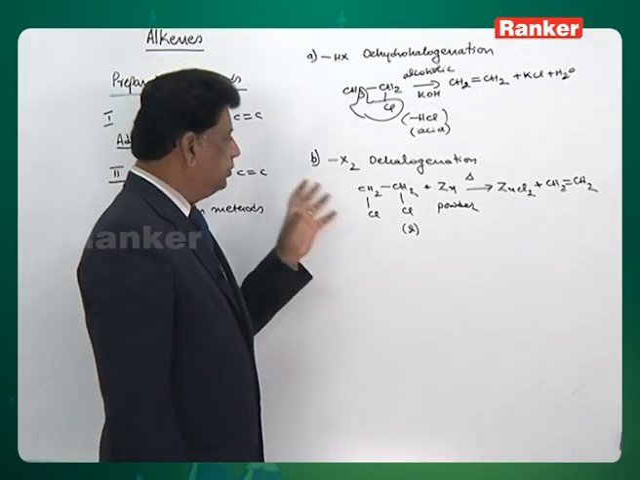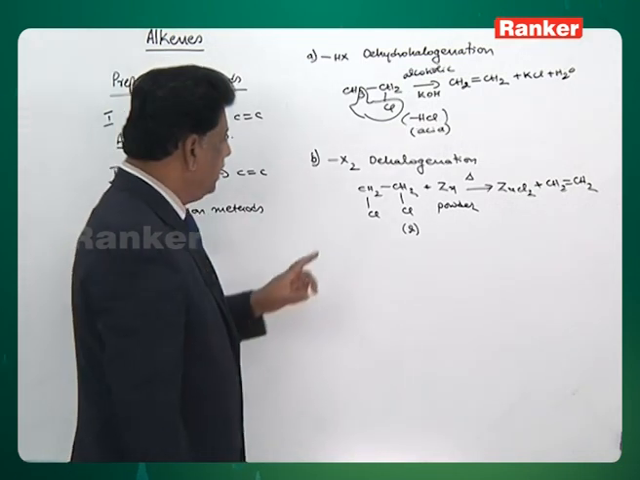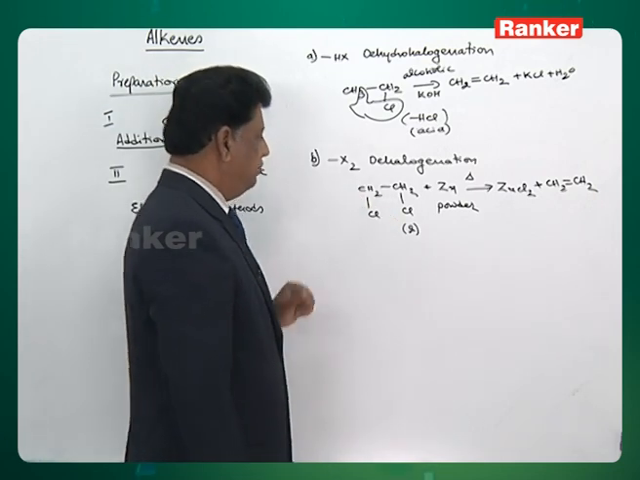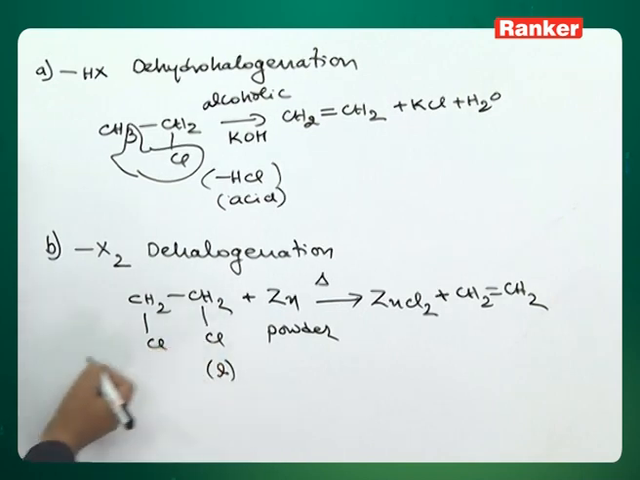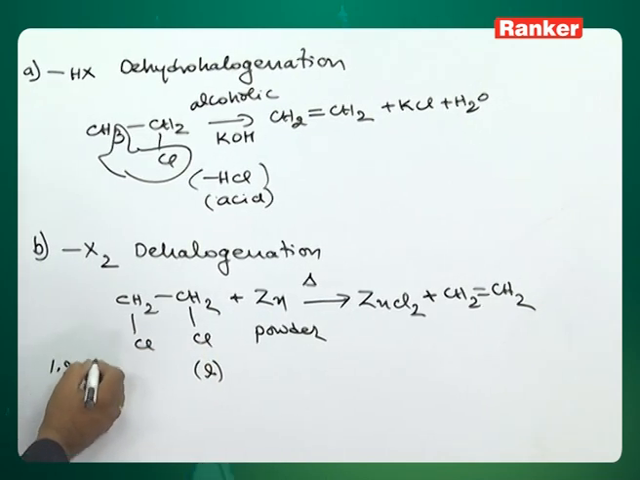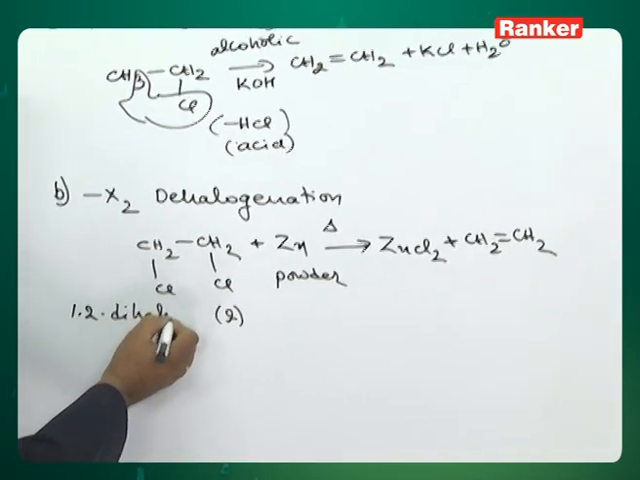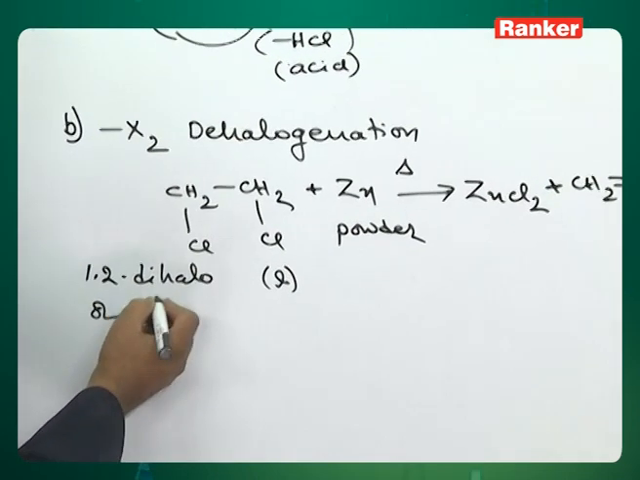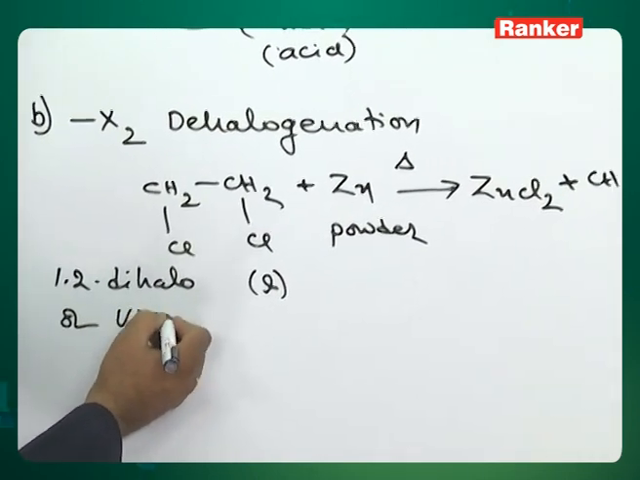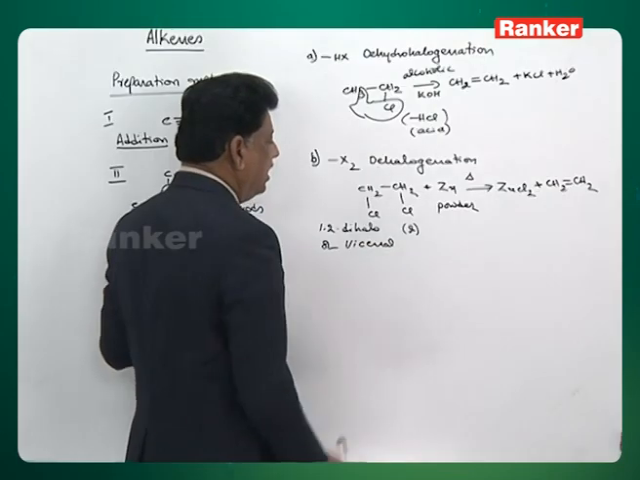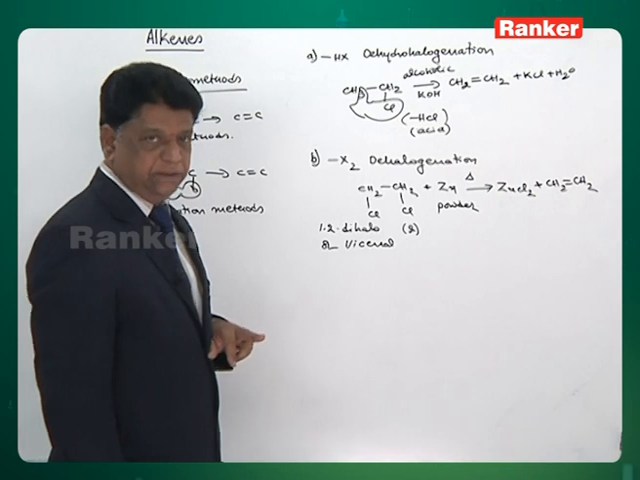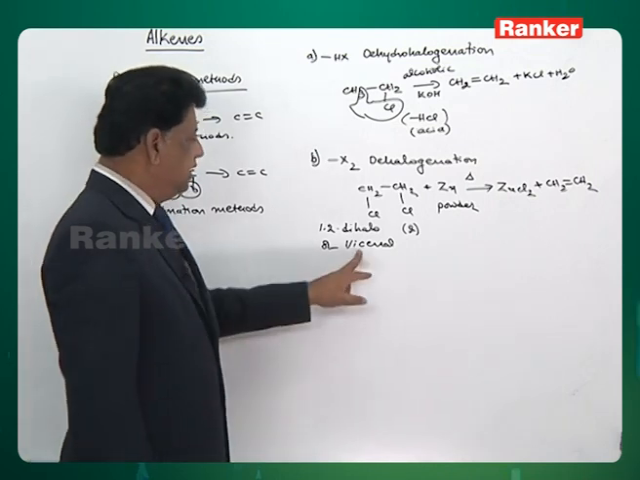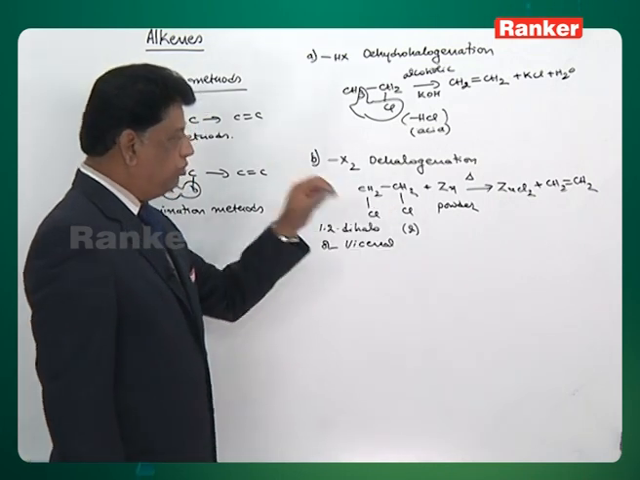So, the compound taken should have 2 halogens side by side, not on the same carbon. If 2 halogens are side by side, these types of compounds are called 1,2-dihalo, or also vicinal dihalo compounds. 1,2-dihalo systems, also called vic or vicinal dihalo compounds, are the only ones allowed.